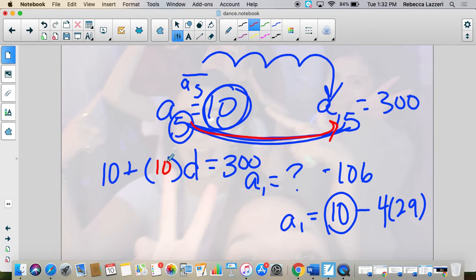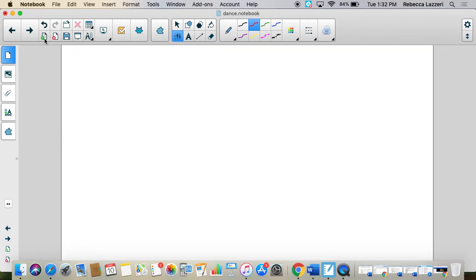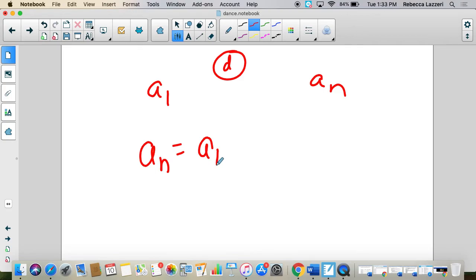Hopefully you could do any of those. I am going to give you the formula, but I'm not really pushing the formula. Why don't you help me derive the formula? If you're at a sub 1, and you want to get out to any term a sub n on an arithmetic sequence where you have the common difference, you're going to have to start at the first term. You're going to have to add d how many times? The difference of the two. N minus 1.